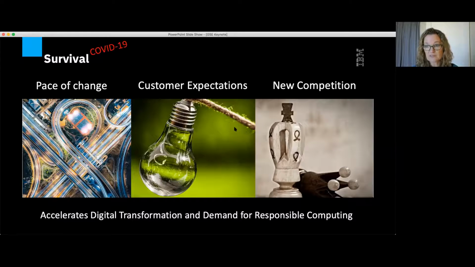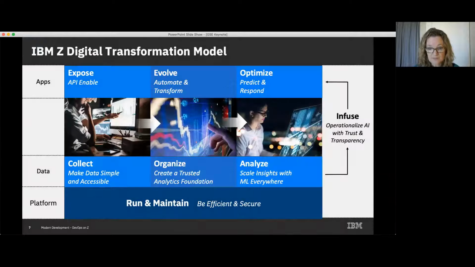And let's talk a little bit about what that means from a Z perspective. So we have a digital transformation model, and it's going to meet clients and partners wherever you are on that journey. Many clients have already initiated this journey of transformation. As I mentioned earlier, many organizations have had this strategy, so they might be somewhere along the line on that journey. It could include core modernization.